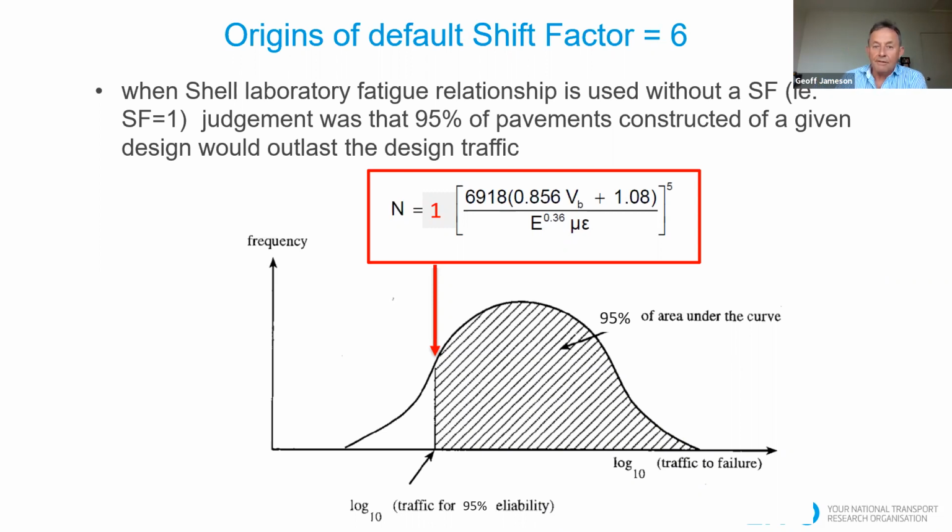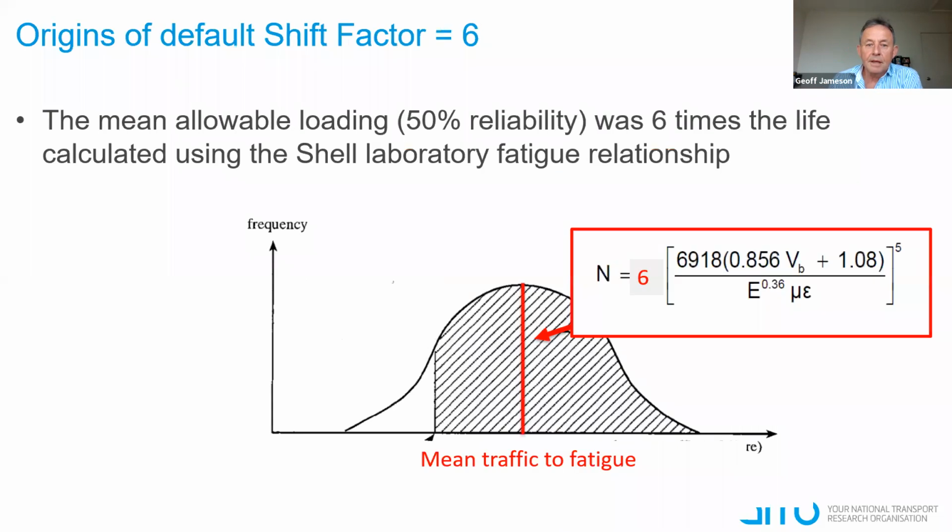And so the view was that 95% of pavements would outlast the design traffic. And based on our simulations, that resulted in a factor of 6 between the mean in-service life and the mean lab Shell life. So that's where our shift factor of 6 came from.